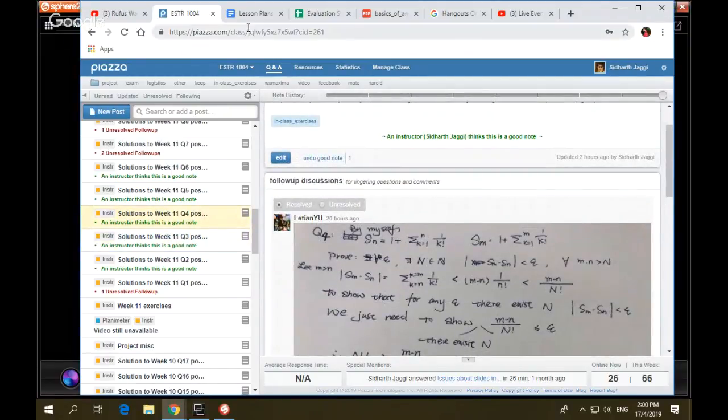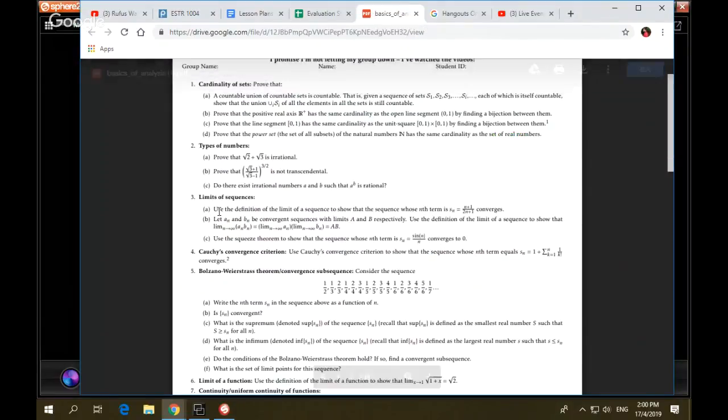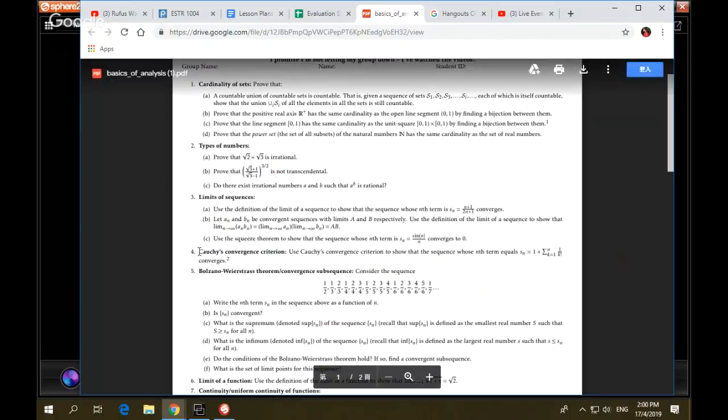Question number 4 asked you to look at the Cauchy convergence criterion. The Cauchy convergence criterion is a very useful way of checking when a sequence converges, even if you don't know what it converges to. So imagine that you had not studied calculus in secondary school and you did not know that this sequence over here, basically the summation of 1 over k factorial, converges to E, Euler's constant. You guys have studied calculus, you know it converges to E, but it's still a little bit mysterious.